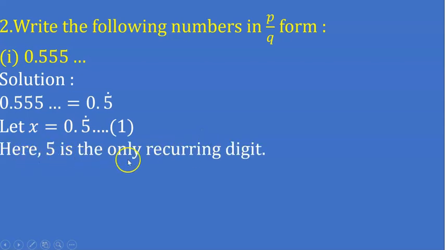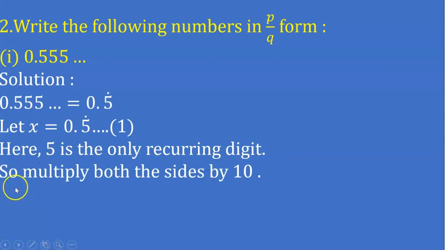Next, here 5 is the only recurring digit. So multiply both the sides by 10. And hence you will get 10x. Now this 5 recurring means what? 0.555. If you multiply this number 0.555 by 10, then you will get 5.5555, and it is written as 5.5 recurring. Therefore 10x is equal to 5.5 recurring. This is equation number 2.